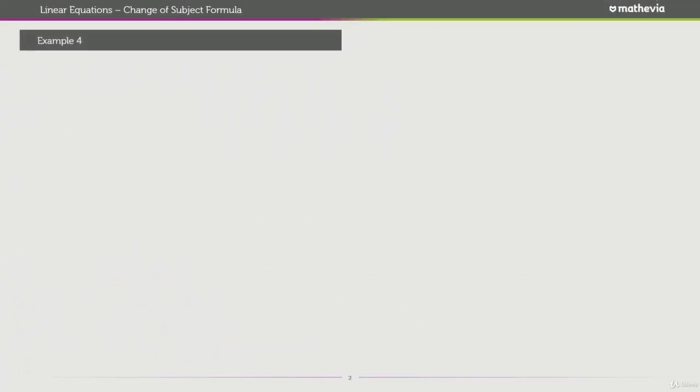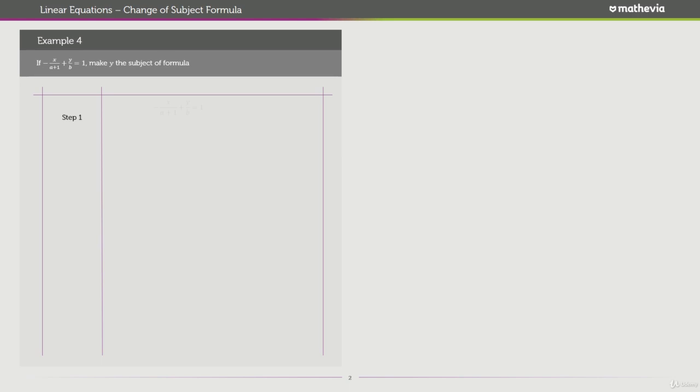Now, example 4. Example 4 says if minus x over a plus 1 plus y over b equals 1, make y the subject of formula. So, very simple. We want to get y on the left and everything else on the right. First thing we want to do, we'll move x over a plus 1 over to the right, and we end up with y over b equals x over a plus 1 plus 1.